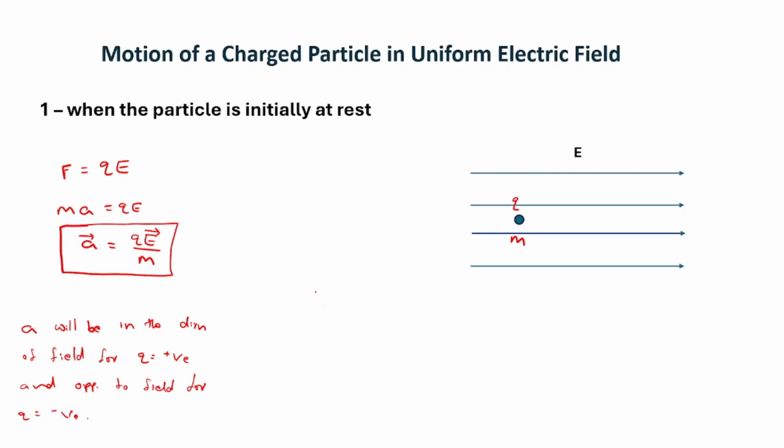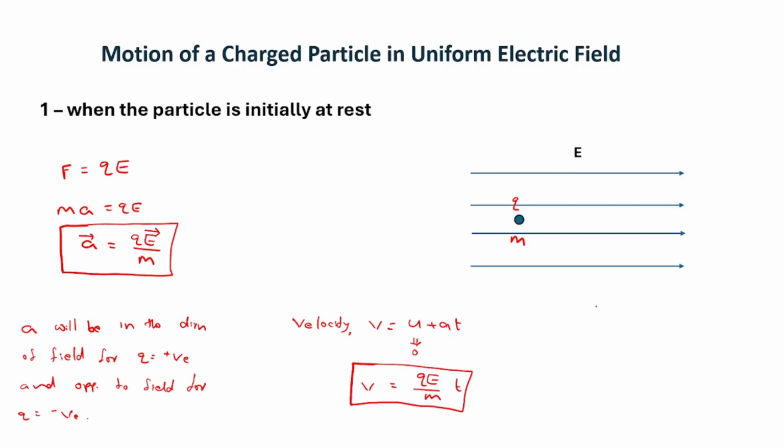And we can also find the velocity of the particle at any time, and that can be given by Newton's equations of motion. So velocity v is equal to u plus at, but the initial velocity is 0 because the charge is at rest initially. So the velocity can be given by QE by m times t. So this is the velocity acquired.